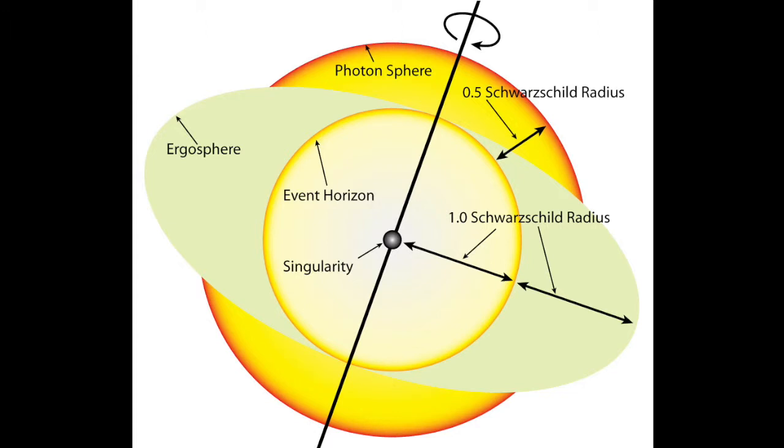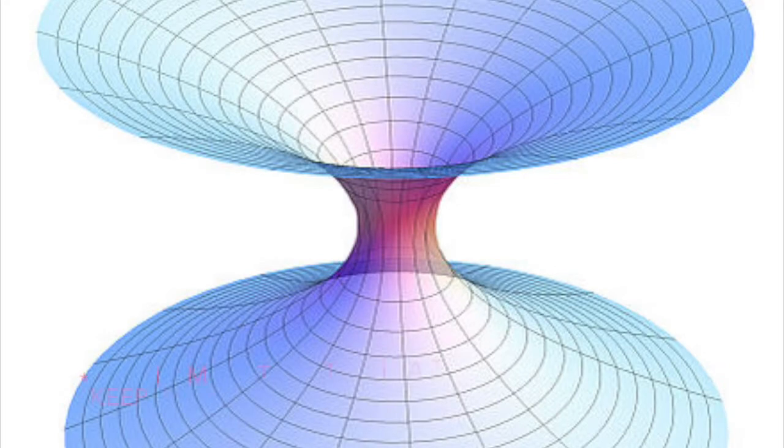Wormhole. A wormhole is basically a moving or spinning black hole that uses the dimensionality of the universe to create a tunnel from one point to another.